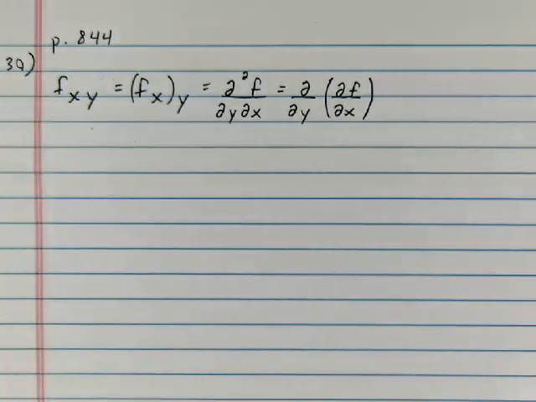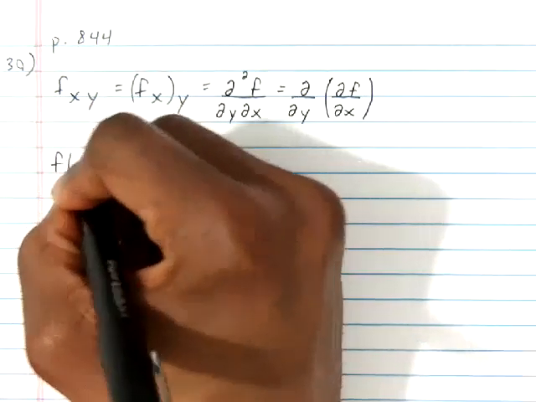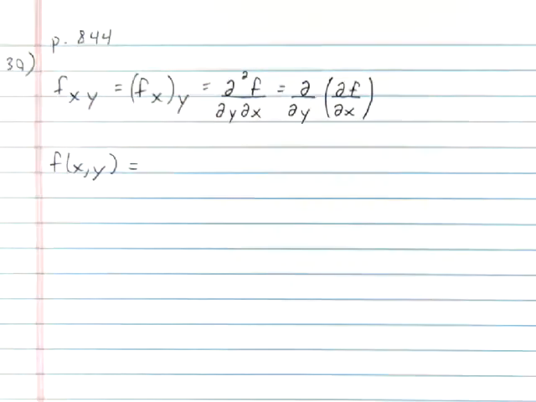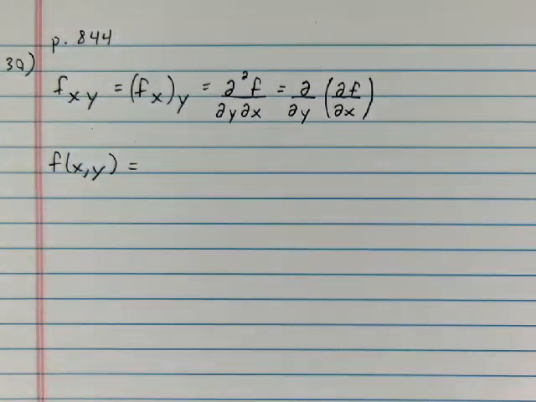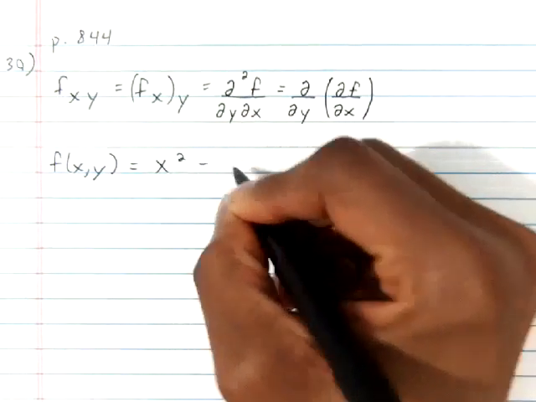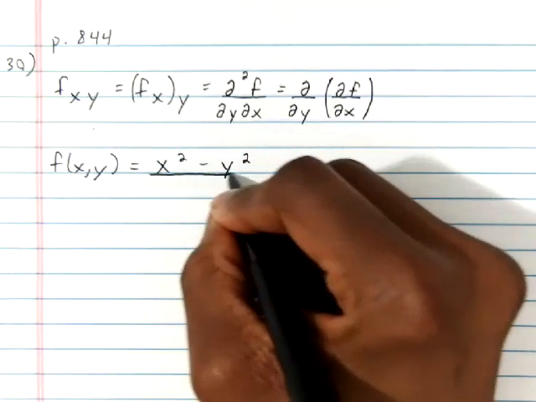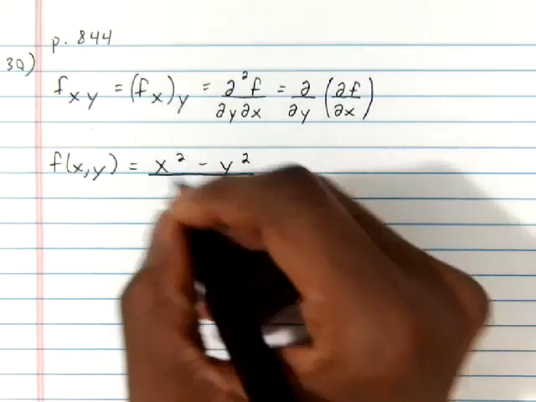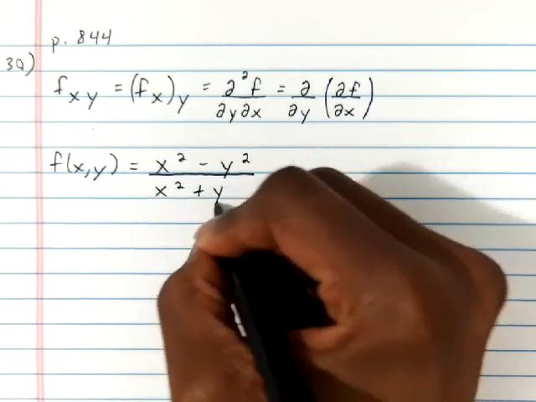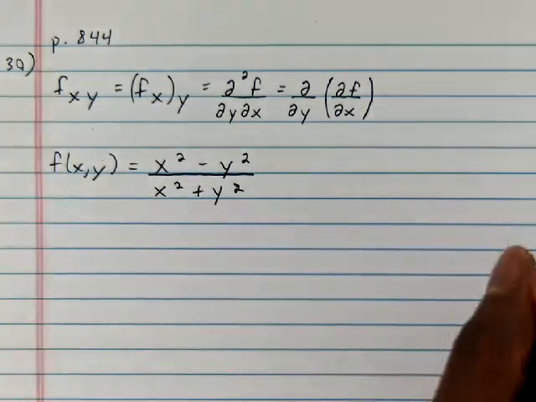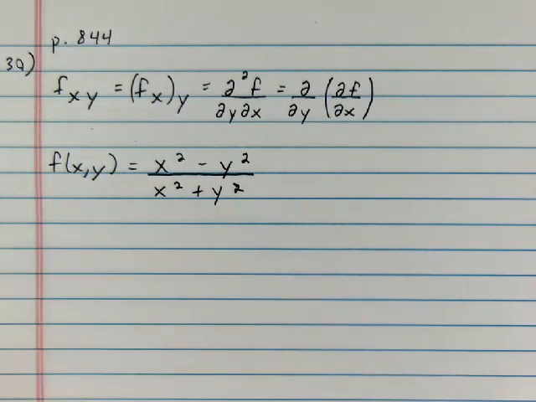Our function for this problem was f of x, y equals x squared minus y squared over x squared plus y squared. And notice the derivatives we've been taking just have been relying upon our knowledge of derivatives from Calculus 1. Nothing else is necessary, so we haven't been using any new differentiation techniques that were learned in this course.